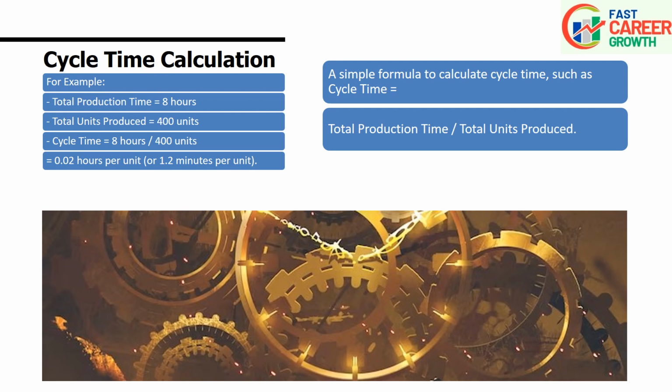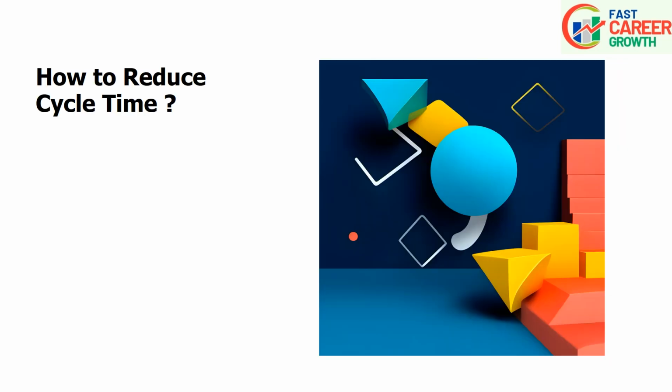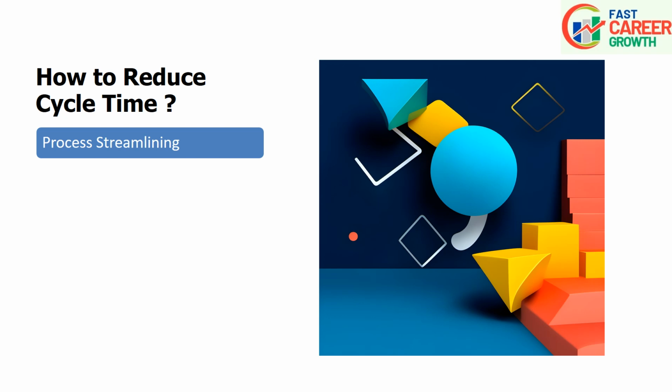process efficiency. Common errors to avoid when calculating cycle time include inaccurately measuring production time or miscalculating the number of units produced. Next is how to reduce cycle time. Shorter cycle times lead to increased efficiency, cost savings, and improved customer satisfaction. Strategies for reducing cycle time.